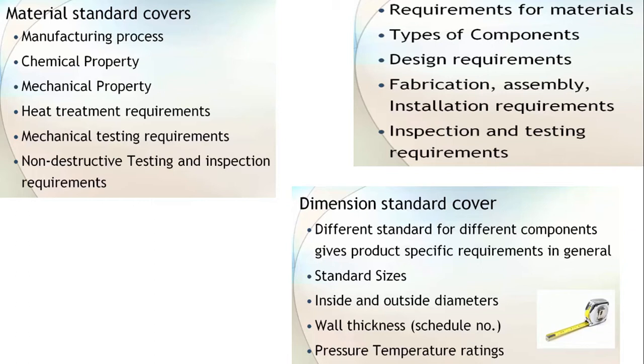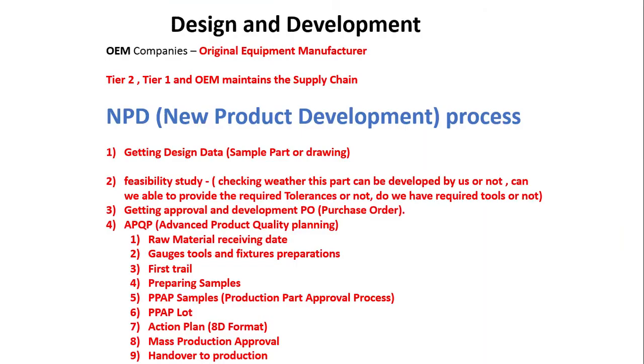I forgot the ISO standard, let us just check it once. With the ISO standard, there will be a coding. With respect to that coding, we have the standard sheet formats, so A0, A2 and all come under it. Then next comes the different standards for the components, giving the product specific requirements in general, inside and outside diameters, so with respect to those diameters how we need to define them. Then wall thickness, and pressure, temperature ratings, and all that the dimension standards cover.